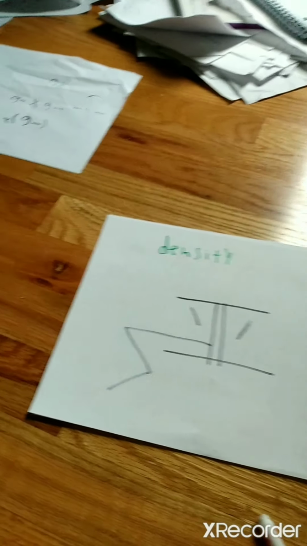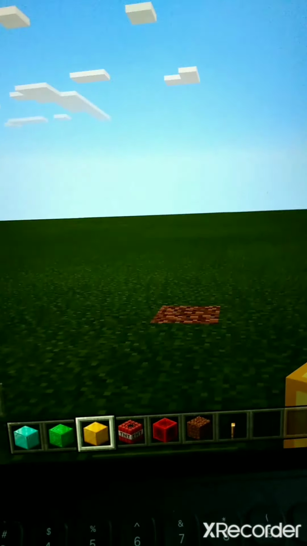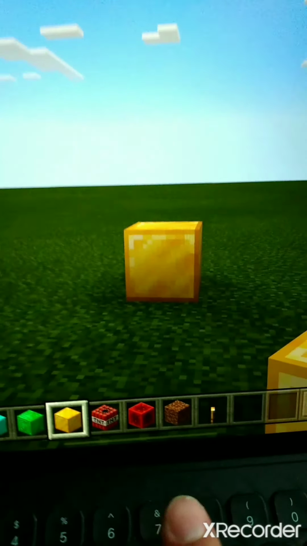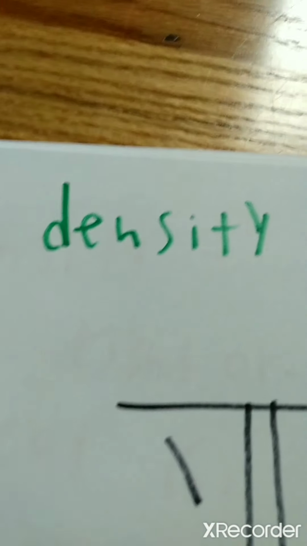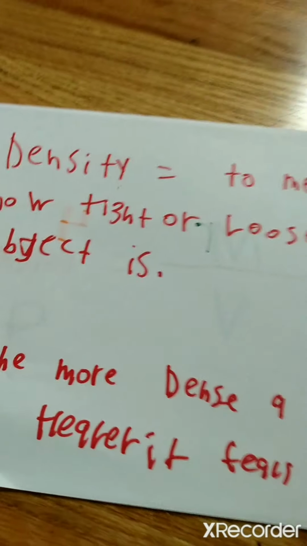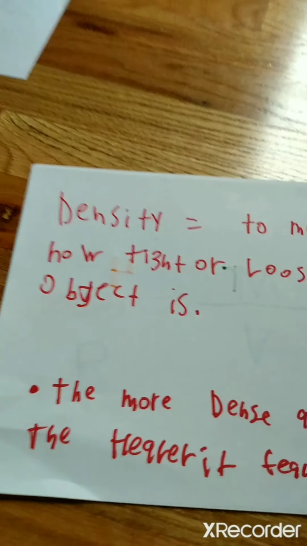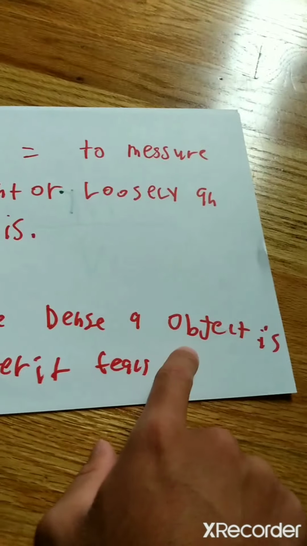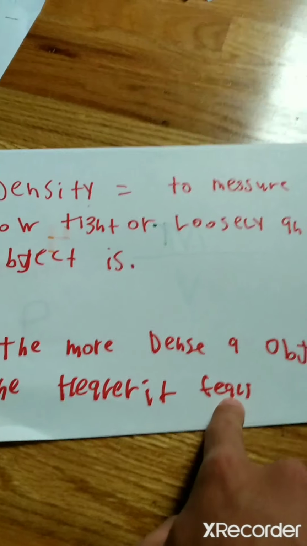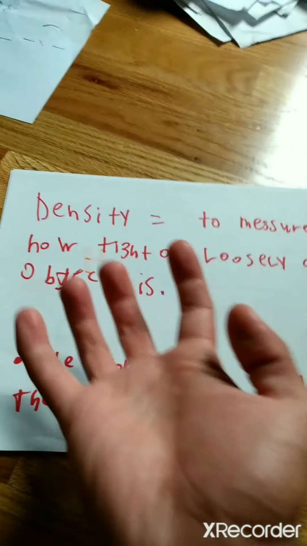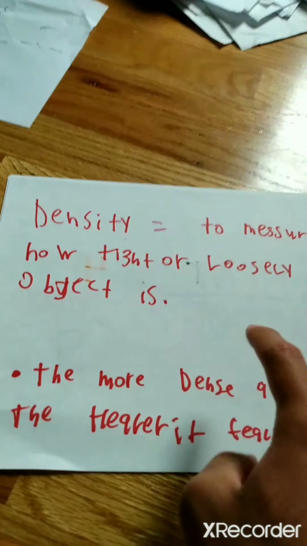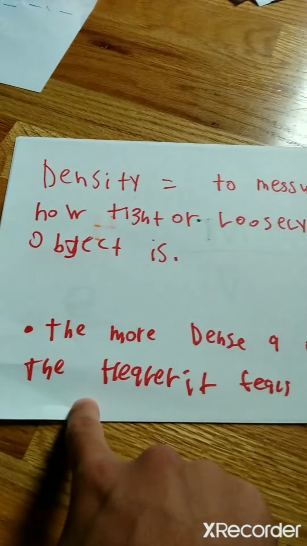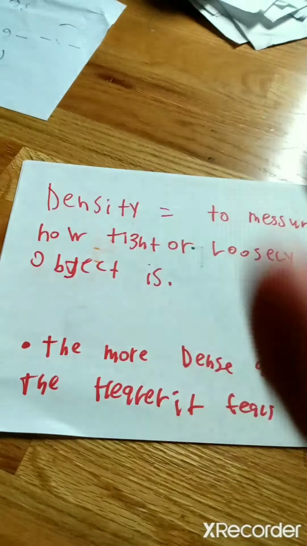In this video, we're going to be taking a look at and trying to find the density of a block in Minecraft. But what is density in the first place? Density is a measure of how tightly or loosely packed an object is. The more dense an object is, the heavier it feels. Like if you compare holding a brick and holding feathers, they have different densities. So the more dense an object is, the heavier it feels when you hold it.